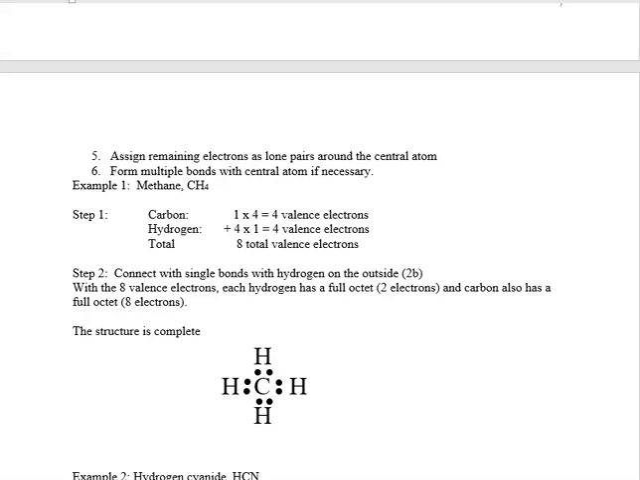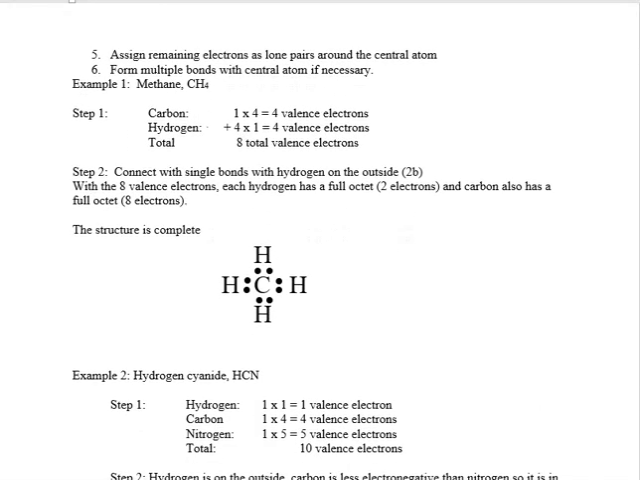So for CH4, we'll show an example of methane. So carbon has 1 times 4 valence electrons, and you can know that just by looking at the periodic table. Carbon is the 4th element to the right in the 2nd row, so that means it has 4 valence electrons. Hydrogen, there are 4 of them, and each one has 1 valence electron. So you add 4 plus 4, and you get 8 total valence electrons for 1 carbon and 4 hydrogen.